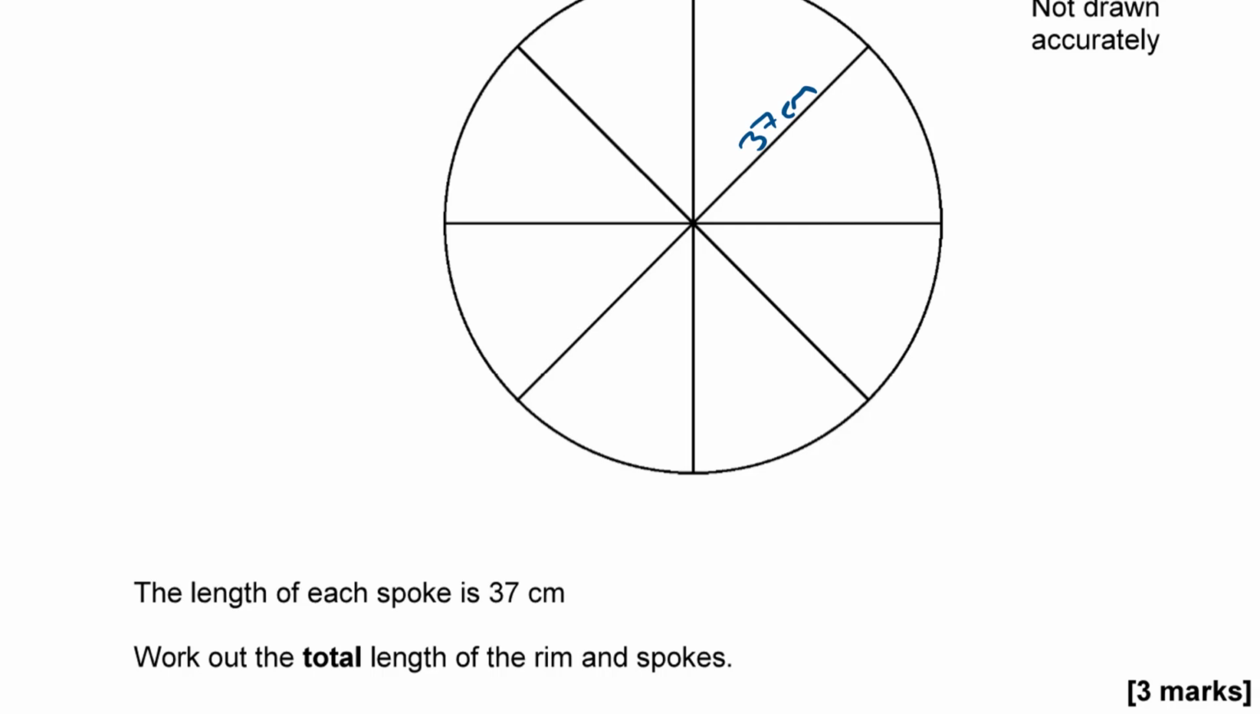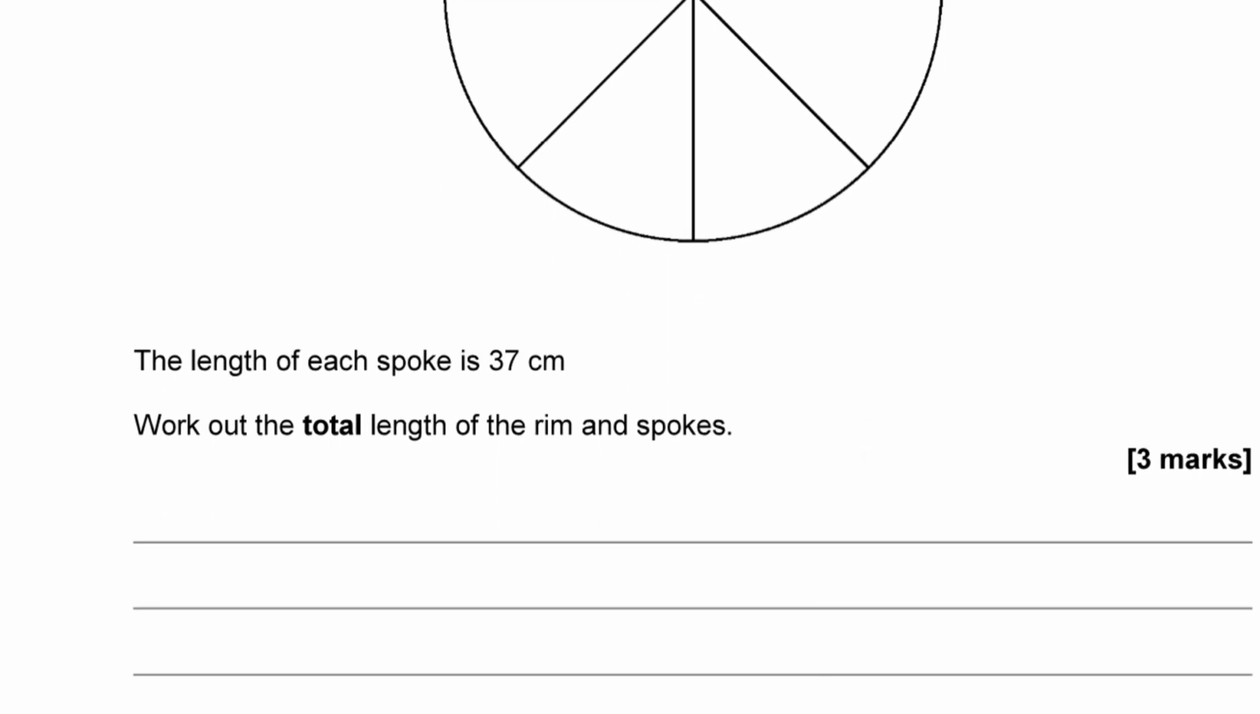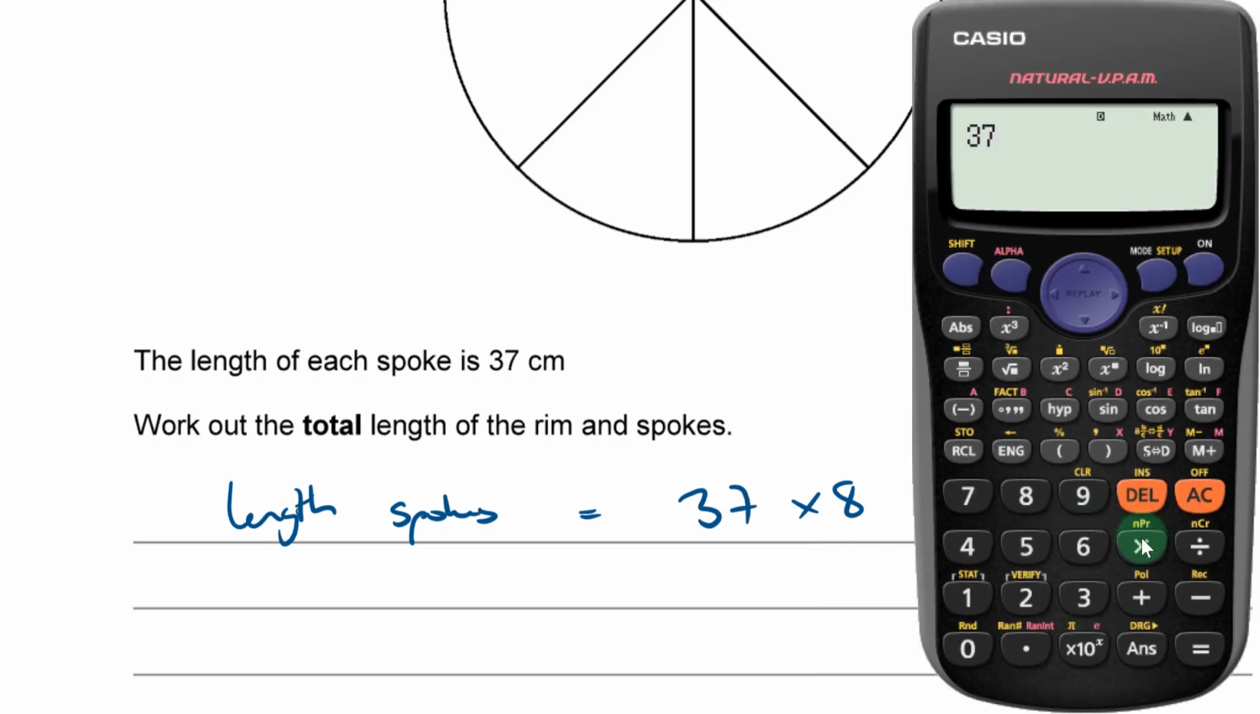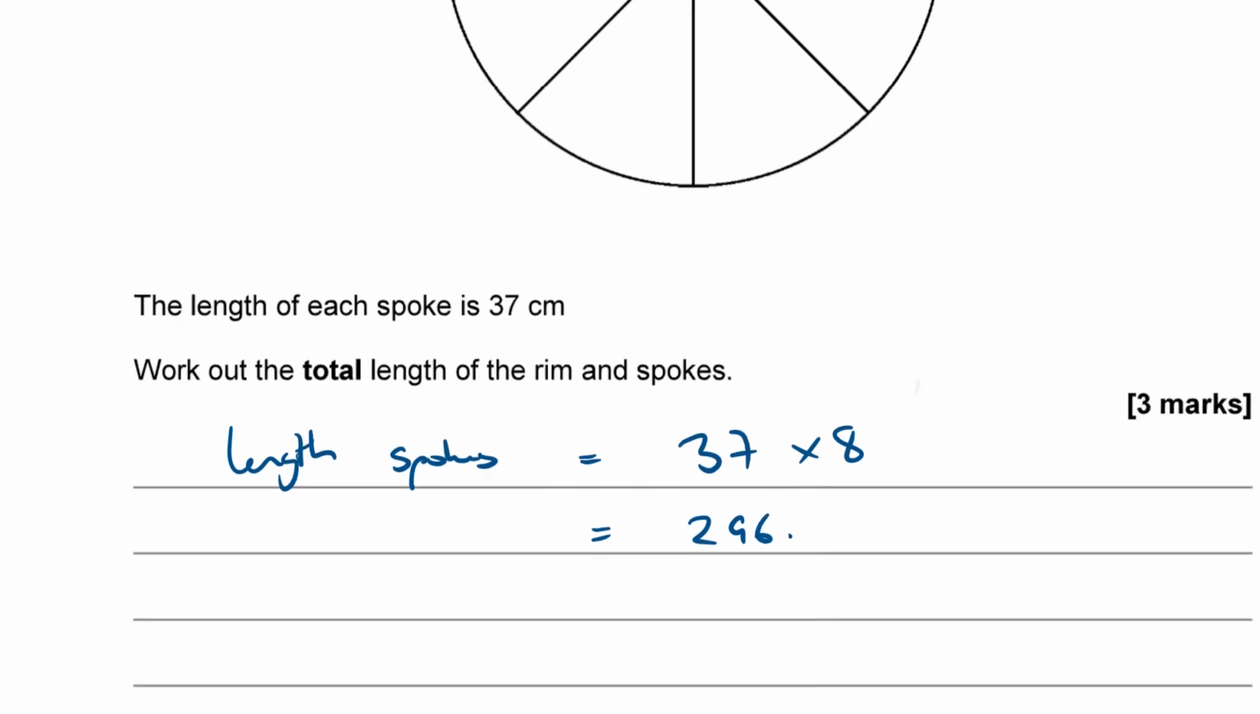So then the total length of all the spokes and the circular rim is going to be, well, you can have your 37 centimeter spoke times 8. That will give you all the spokes, won't it? So the length of the spokes is going to be 37 times 8. Tapping that into the calculator, 37 times 8, that gives me 296 centimeters altogether. 296. And then we've got the rim, haven't we?